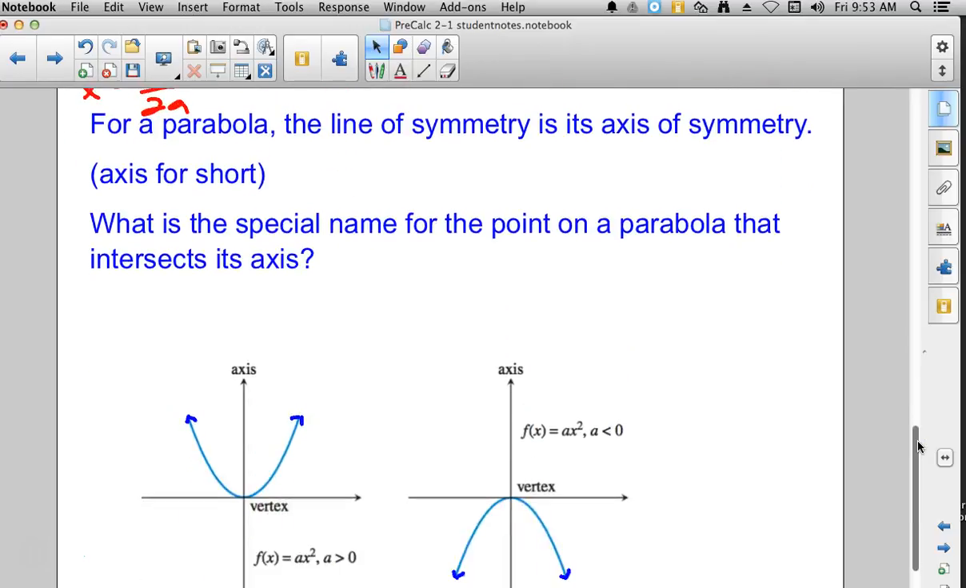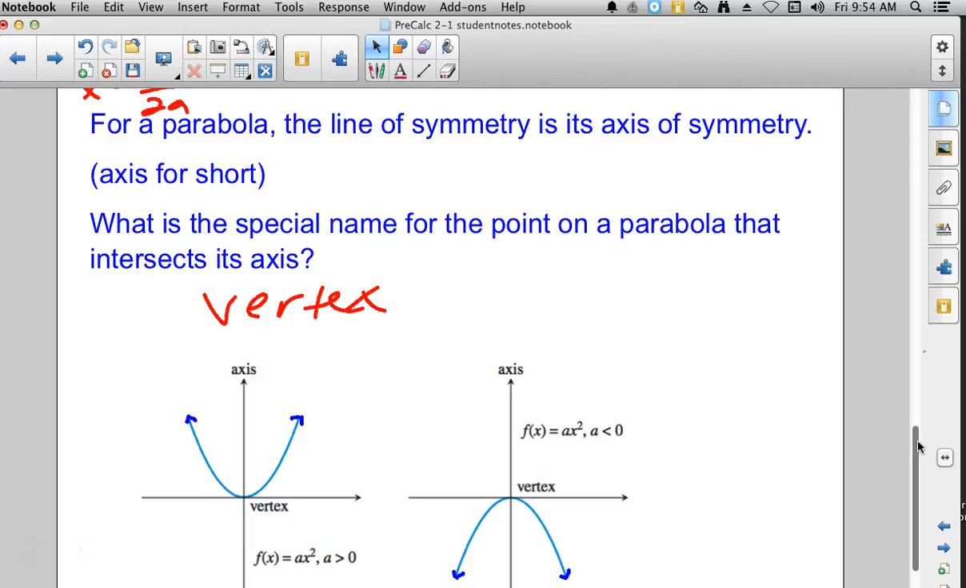So what is the special name for the point on a parabola that intersects its axis? What is the vertex? So that axis of symmetry is always cutting right through that vertex, and that's why it's x equals h, because our vertex is (h, k).